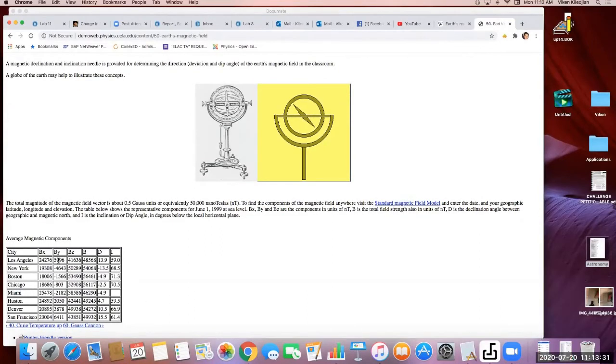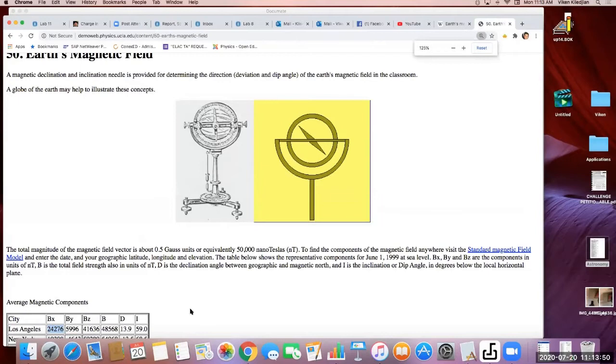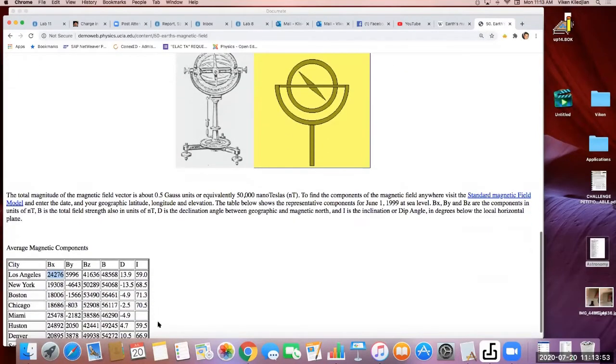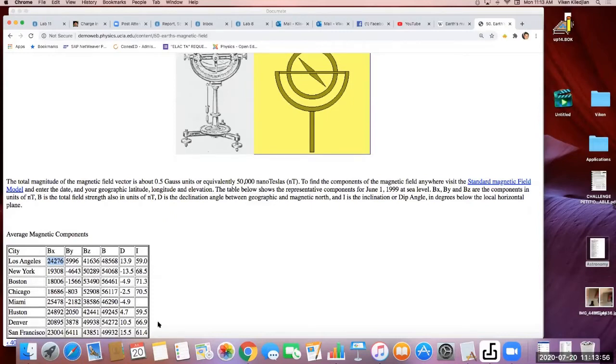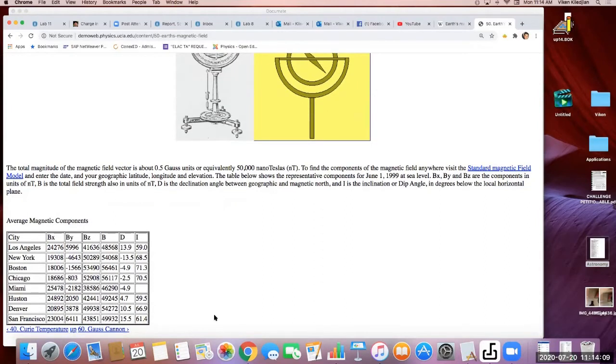Okay, these are the components of the magnetic field, and these are probably in units of, let's see here, the total magnitude of the magnetic field vector. Part of the reason that I also show you guys this is I want all of you to be able to be an independent scientist. Go to any website, look at numbers, not be afraid of them, be able to interpret anything. So here, the total magnitude of the magnetic field vector is about 0.5 Gauss, or equivalent to 50,000 nanoteslas.